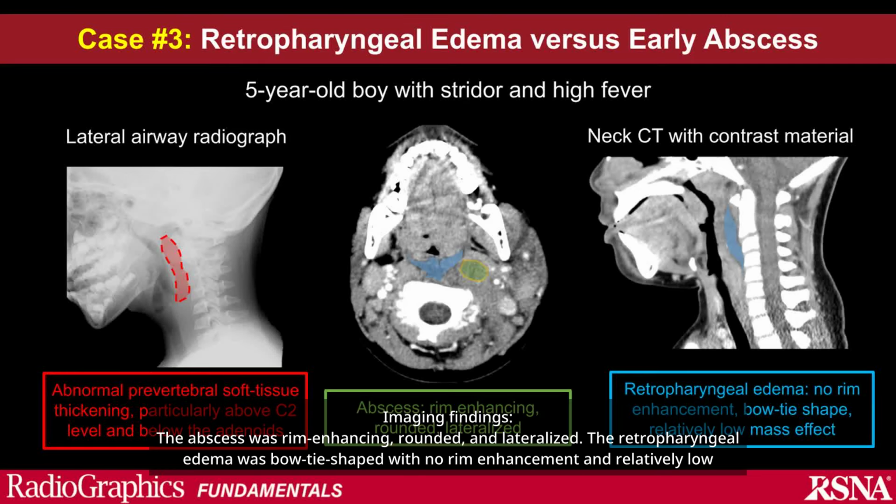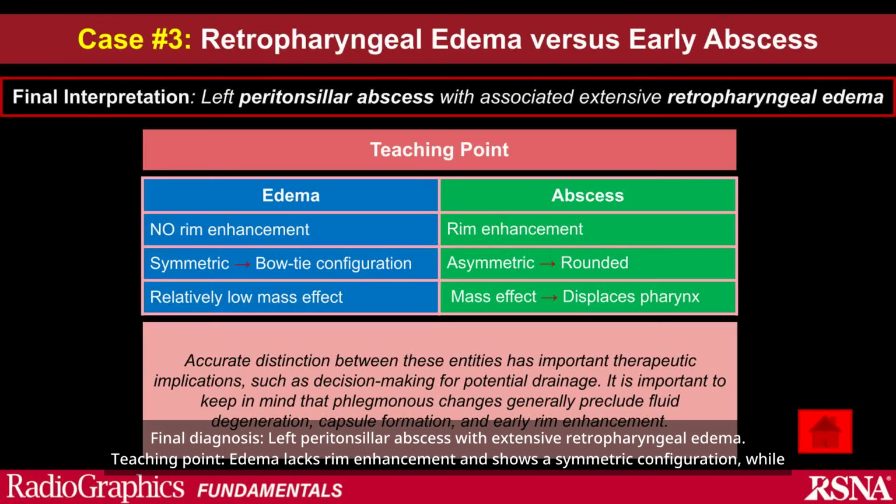Imaging findings: the abscess was rim-enhancing, rounded, and lateralized. The retropharyngeal edema was bow-tie-shaped with no rim enhancement and relatively low mass effect. These findings were consistent with retropharyngeal edema with a paratonsillar abscess. Final diagnosis: left paratonsillar abscess with extensive retropharyngeal edema.